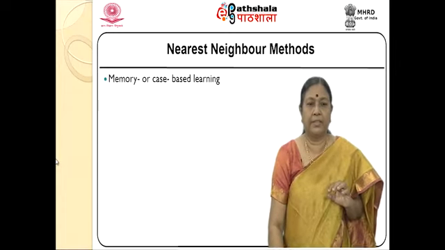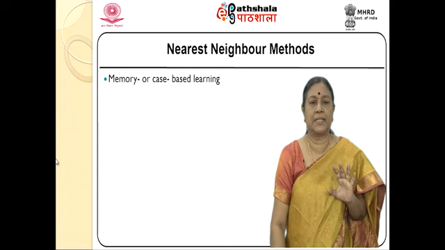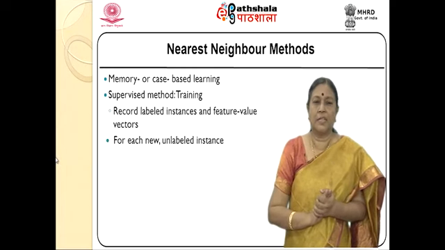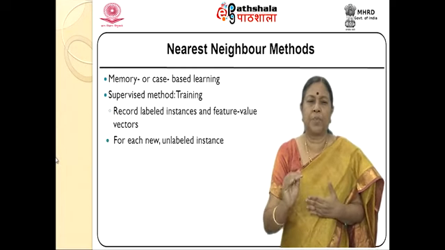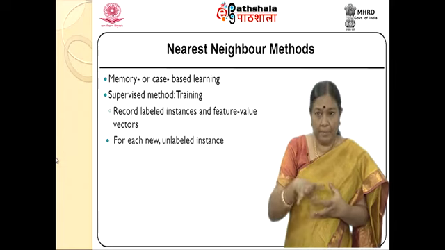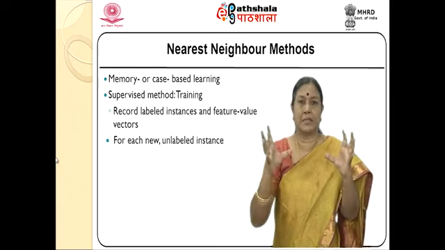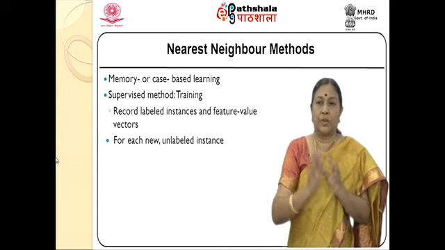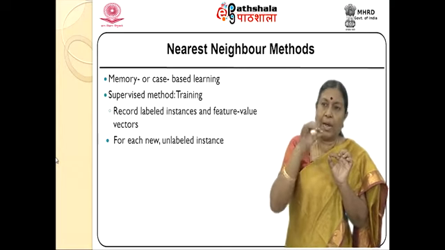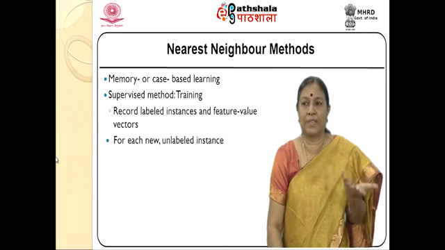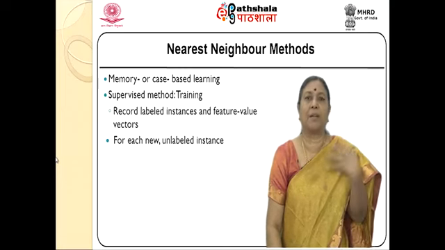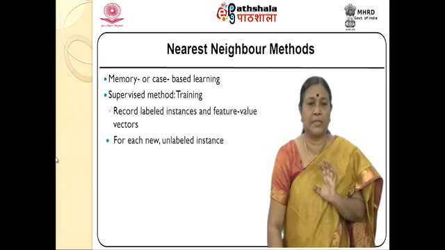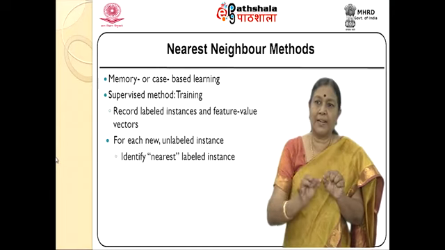So, here we have memory or case based reasoning. It is a supervised method, because what we do is we record the labeled instances and the feature value vectors. So, we record that. Remember, it is just storing the training instances. So, when we see a new unlabeled instance, that in the previous case we called a query instance, it would be called a test instance or an unlabeled instance, you identify the nearest labeled instance.